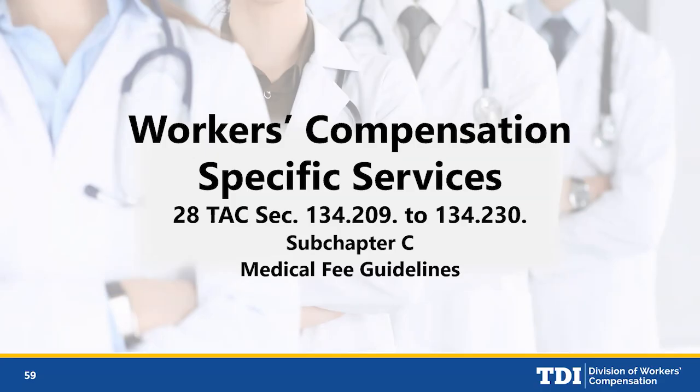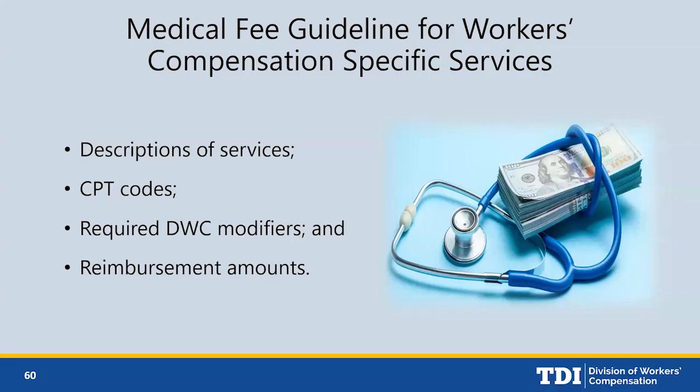There is a lot to that rule 134.203. Just make sure you look through it, and then you can always call us if you have further questions. Now, there are fee guidelines after 203, and they go from 209 to 230. So 134.209 to 134.230. A lot of information there. Those are the workers' comp specific services. We usually give you descriptions of those services that are unique to workers' comp. We actually give you CPT codes, we give you modifiers that apply, and we'll give you reimbursement amounts. So if you're looking past 203, you will see CPT codes with amounts in these fee guidelines.